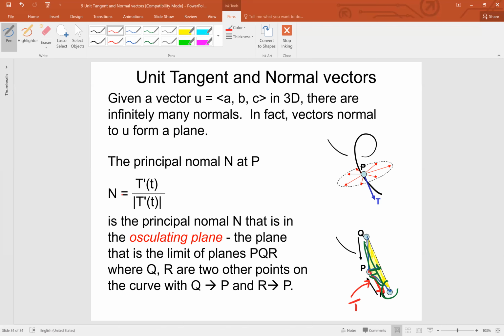The unit normal exists in that osculating plane, perpendicular to the tangent. That's the geometry behind the unit normal and unit tangent.